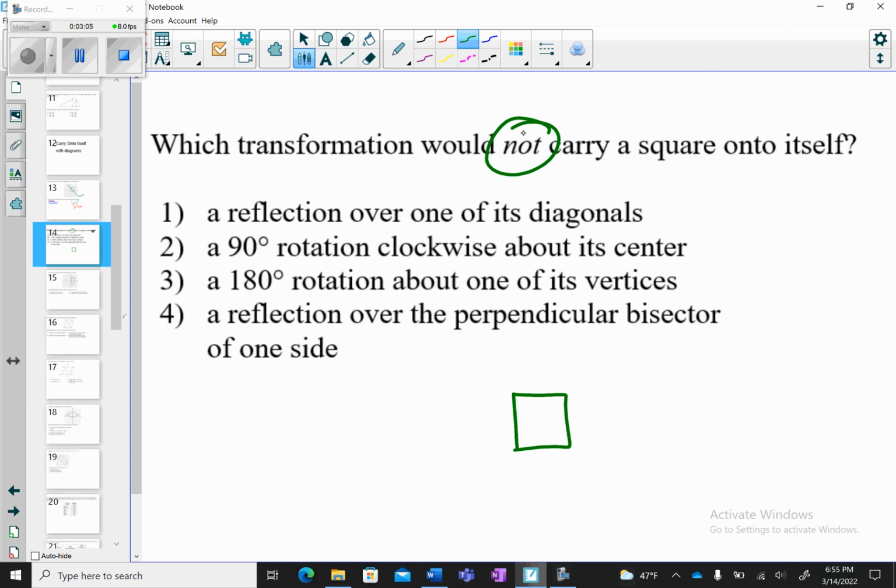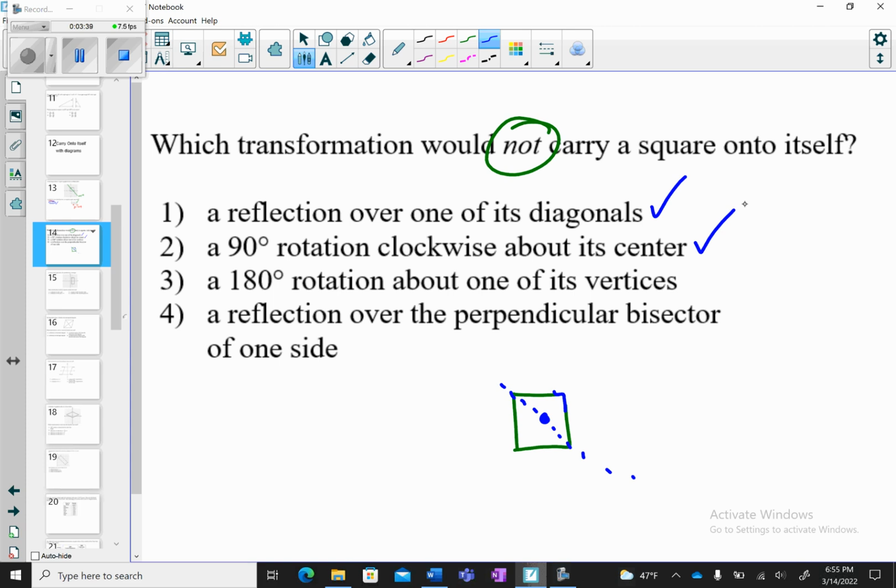So let's look at the first one, a reflection over one of its diagonals. Well, that makes sense because if I drew a diagonal there, because it's a square, it would reflect onto itself. So that one would work. If I rotated 90 degrees about its center, if I turn it from the middle, that means it would look exactly the same. So that would work as well. Remember, when you're turning something 90 degrees, you can turn the page.